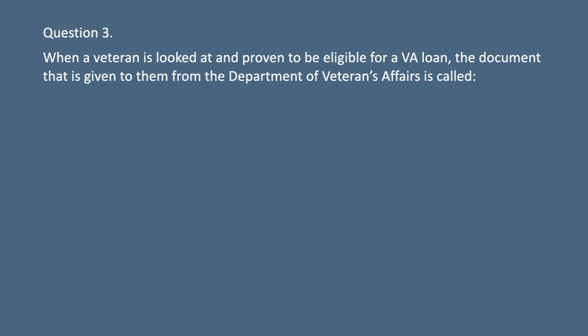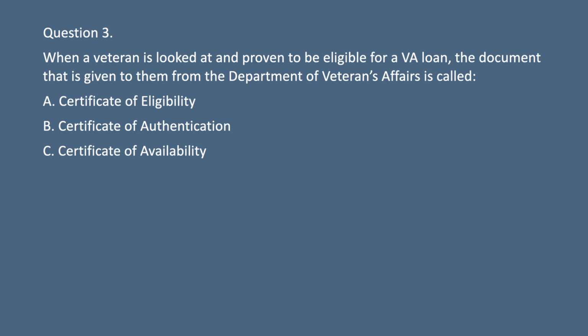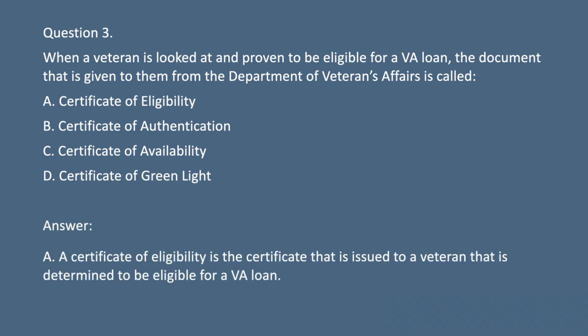Question 3. When a veteran is looked at and proven to be eligible for a VA loan, the document that is given to them from the Department of Veterans Affairs is called A. Certificate of Eligibility. B. Certificate of Authentication. C. Certificate of Availability. D. Certificate of Green Light. Answer. A. A certificate of eligibility is the certificate that is issued to a veteran that is determined to be eligible for a VA loan.